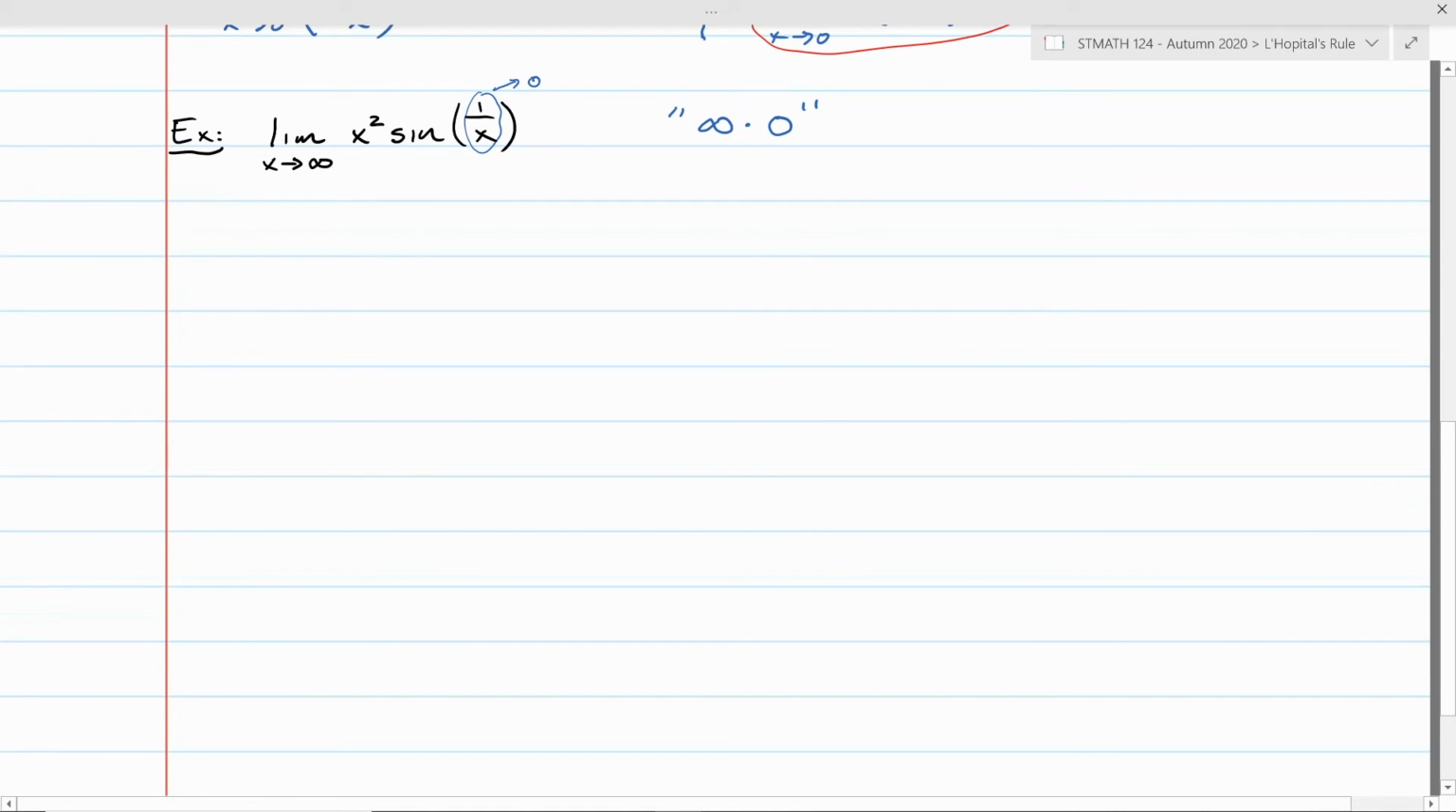So the trick is to try to convert it to 0 over 0 or infinity over infinity by taking one of the factors and putting it in the denominator reciprocated. The sine of 1 over x is clearly the more complicated factor, right?